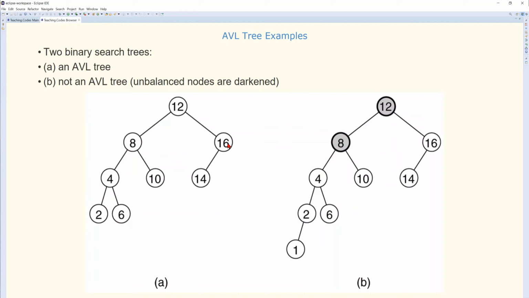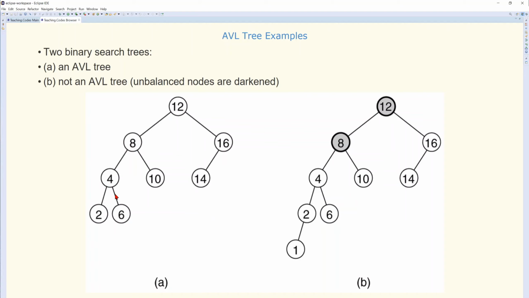Like if you look at 16, it is, remember, right minus left. So it is 0 minus 1, so 16 is -1. How about 12? To the right, the height is 2. To the left, the height is 1, 2, 3. So it's 2 minus 3.